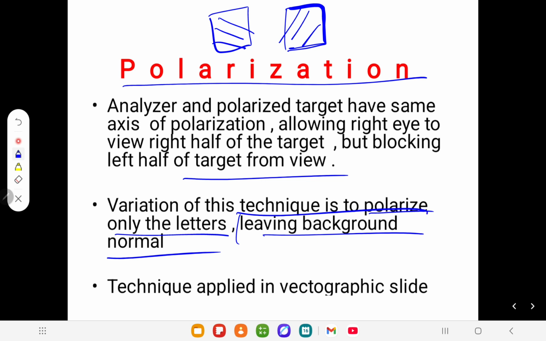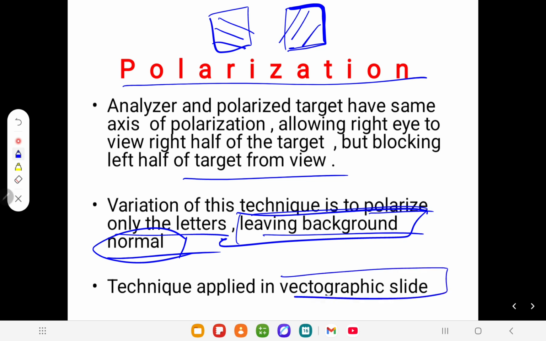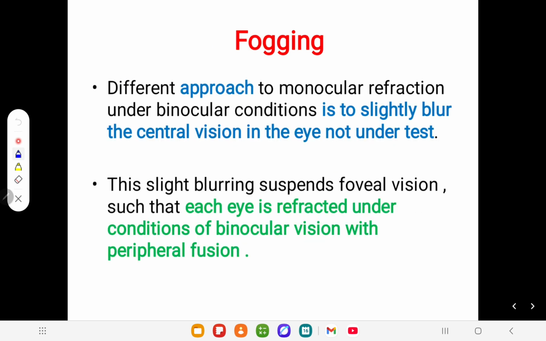So in this condition, the background is definitely common, and a variation of this technique is to polarize the other letter and leave the background normal. That's why in the background, binocularity is achieved, because the background is seen by both eyes open. The technique is applied in vectographic slides.